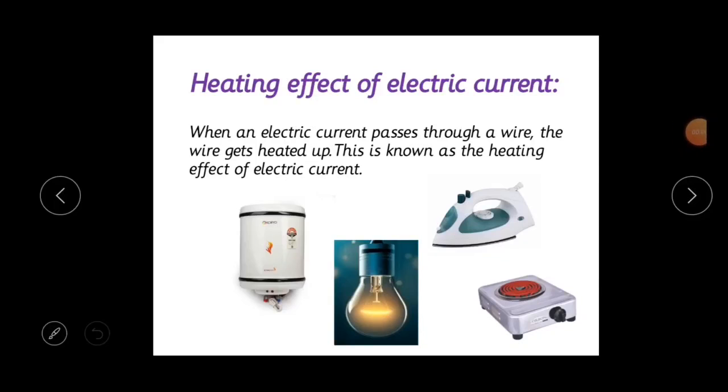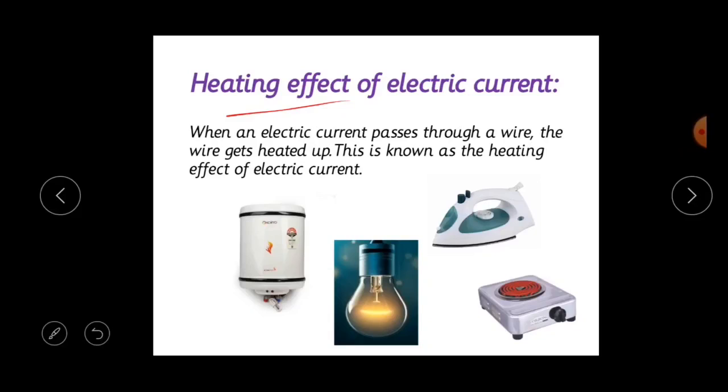Next is the heating effect of electric current. There are two effects of electric current. The first one is the heating effect. The second one is the magnetic effect. Okay, we'll study the first effect now. Heating effect of electric current. So what is the meaning of heating effect of electric current? It means when an electric current passes through a wire, the wires or the objects get heated up. This is known as the heating effect of an electric current.